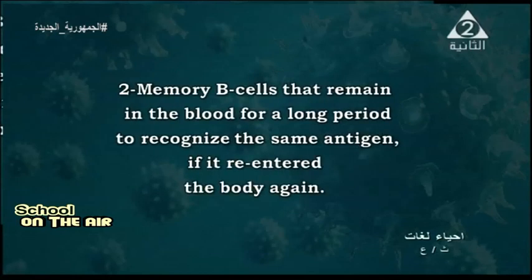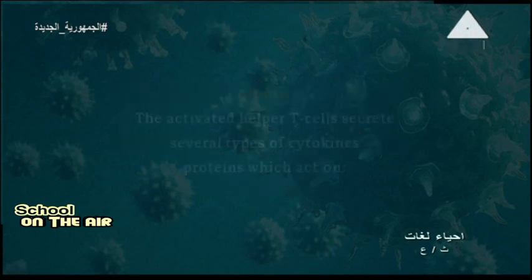The second type is memory B cells, which remain in the blood for a long period to recognize the same antigen if it re-enters the body again. Don't forget, when you talk about the memory B cell, you must say it recognizes the same antigen which re-entered the body again. After that, it kills these microbes.